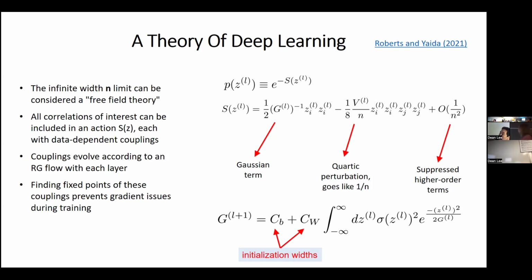And so all of these different couplings will have a recursion relation that you can calculate with the layers, and you want to try to find different initialization widths of the distributions so that you can get this coupling to be stable and then have stable training. So that was my laser pointer.